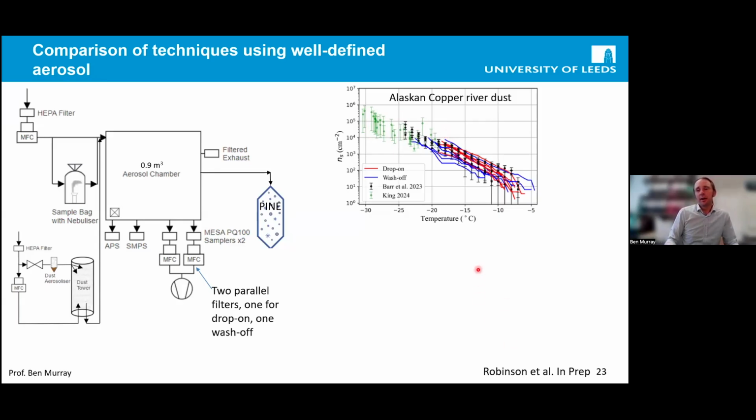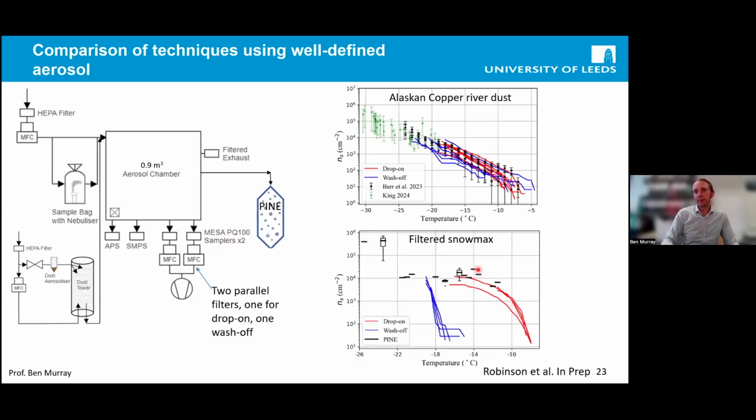However, if we take SNOMAX, and specifically when we've made a suspension of Snowmax and then passed that suspension through a 0.2 micron filter, so now we mainly have the macromolecules, the small stuff, and then nebulize that into our aerosol chamber, then we see a massive difference between the different techniques.